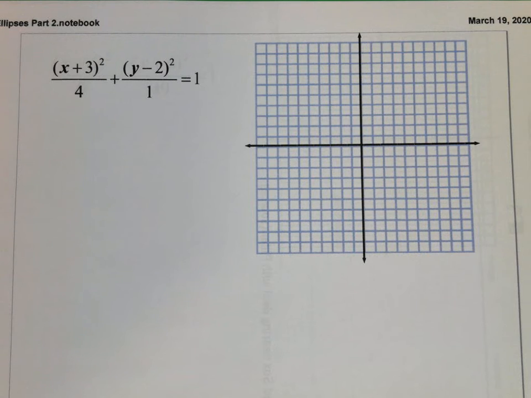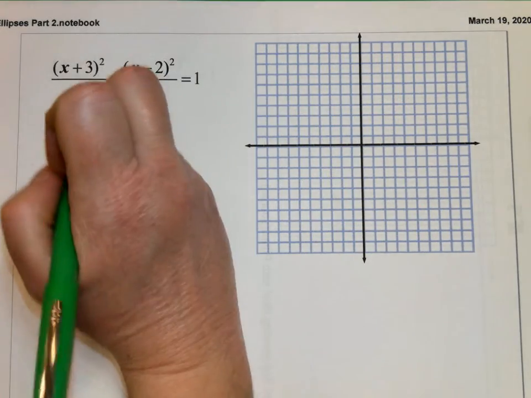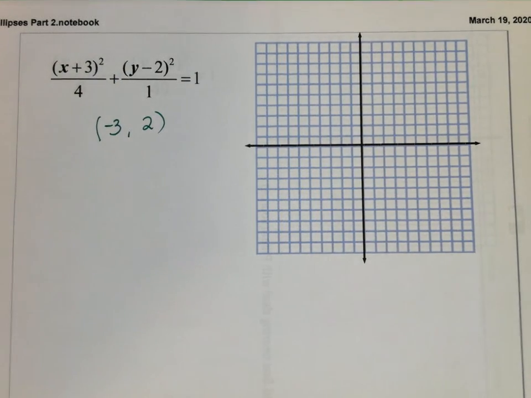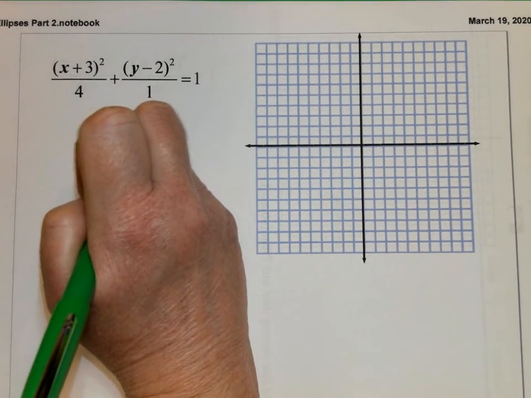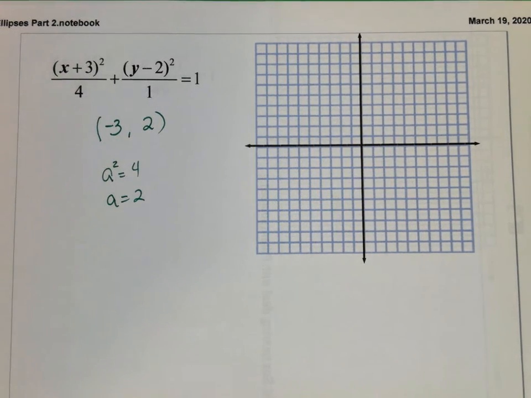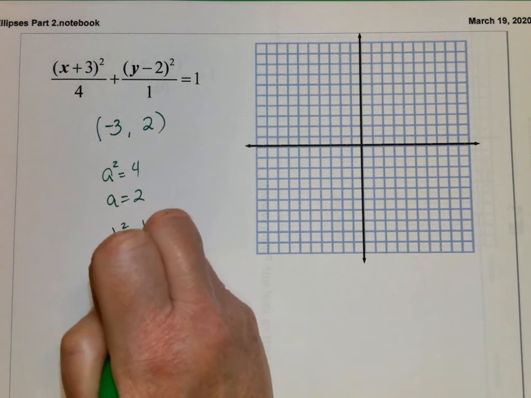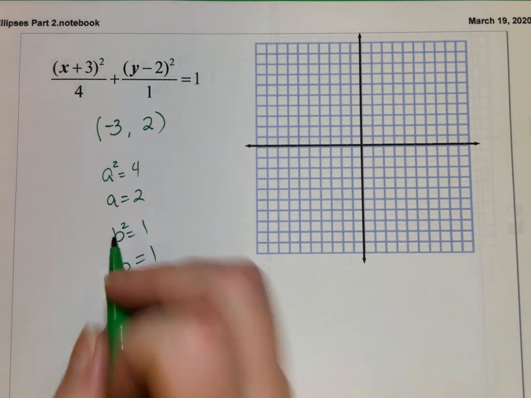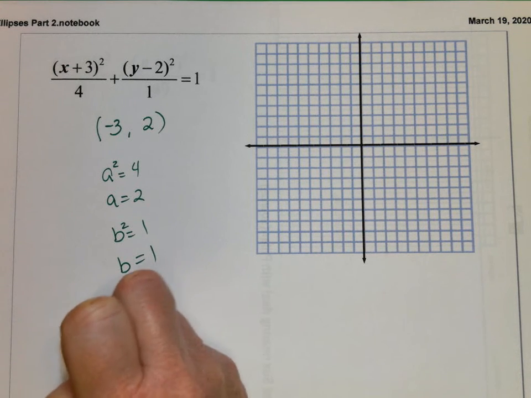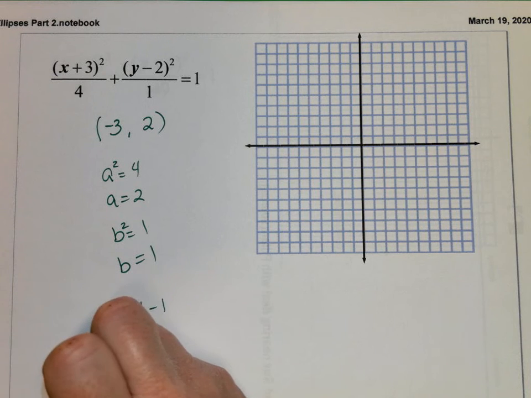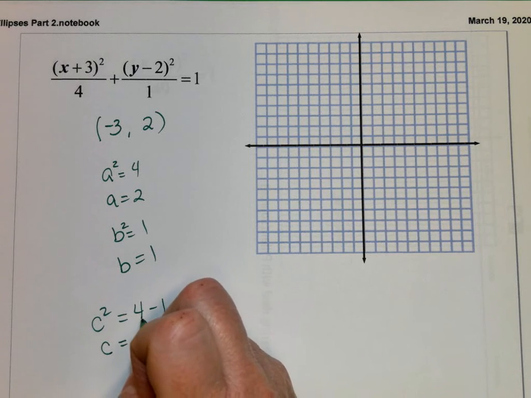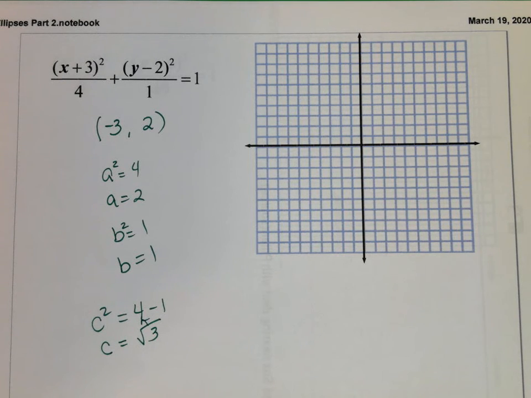Let's try one more graph, and then we'll call it good. All right, so let's see what we know. I know my center is at -3, +2. I know that a squared is 4, so a is 2. I know b squared is 1, so b is 1. Ooh, this one's pretty narrow. And then I also know that 4 minus 1 is c squared. 4 minus 1 is 3, so c is the square root of 3. The square root of 3 is really close to 4, so I'm going to put it close to my 2's.